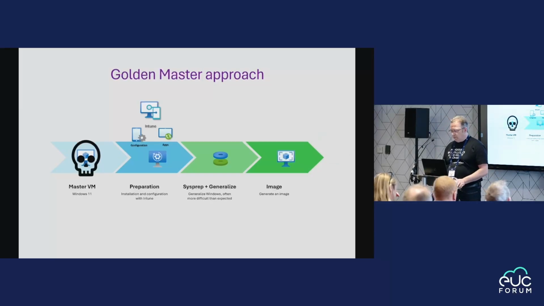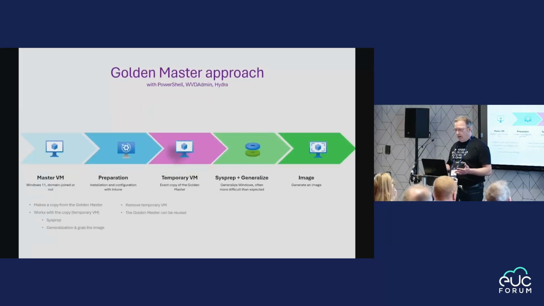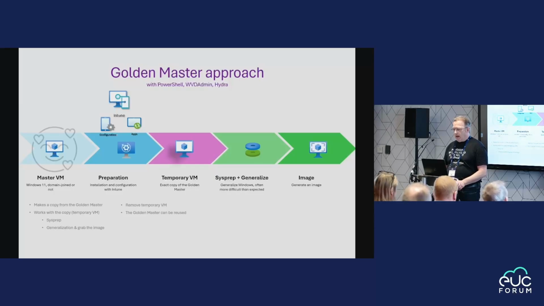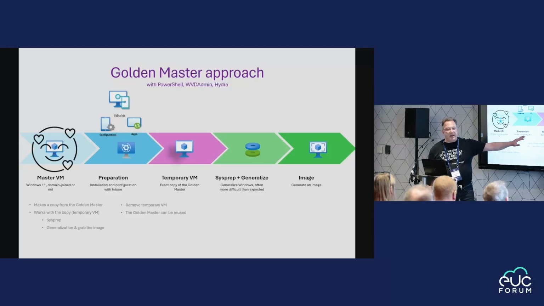What I do, and we can do that with tools or with PowerShell, it's nearly the same. I have my Golden Master, I do the installation with Intune on top, with the packages still existing. Then I clone my virtual machine, so I have a temporary one, and then I can do the sysprep and capture the image. Since I only did the sysprep on the clone, I can use my Golden Master again in 2 weeks, do application updates, Windows updates, and go through the process again. And I never sysprep the virtual machine itself.